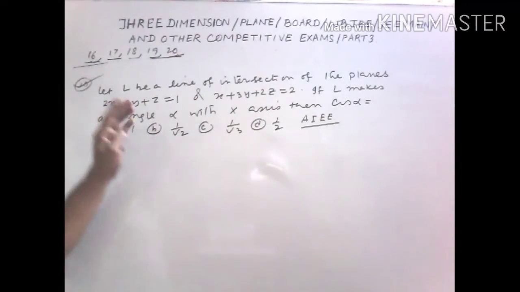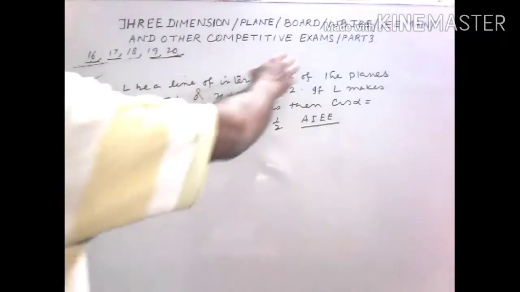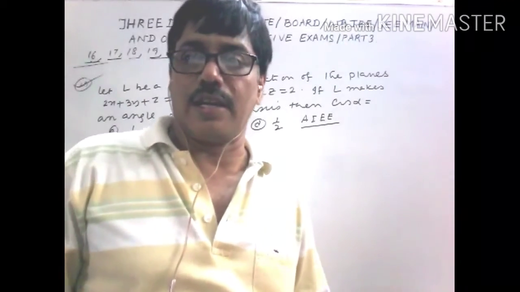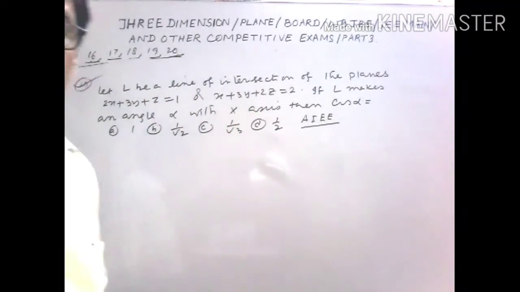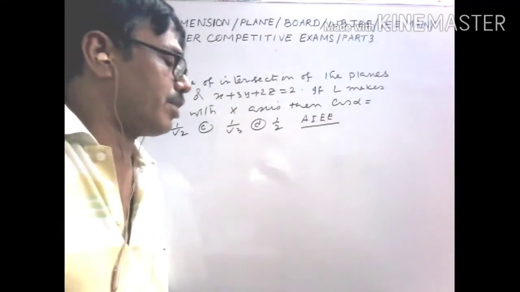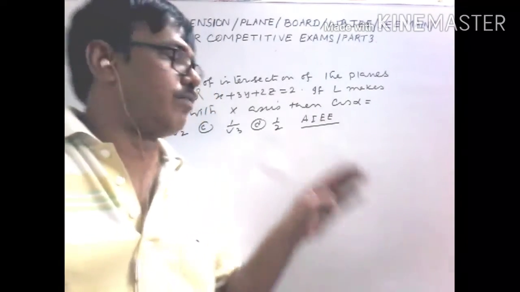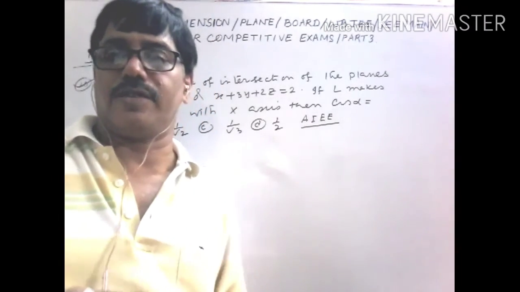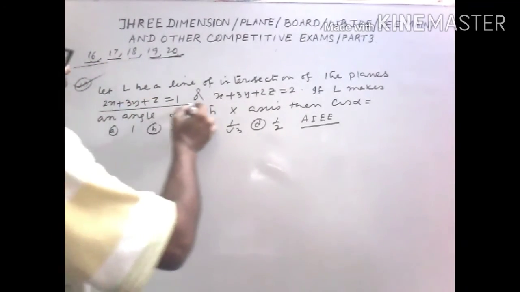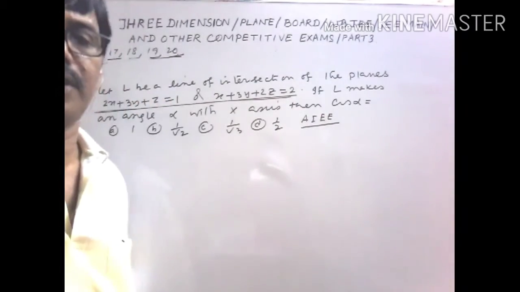So look, this is the angle between two lines: the line L and the x-axis. But L is not given directly. It is the intersection of two planes. We have already discussed in the previous class how to find the symmetric form of a line if two intersecting planes are given. So these are the two planes and we have to find the equation of the line.